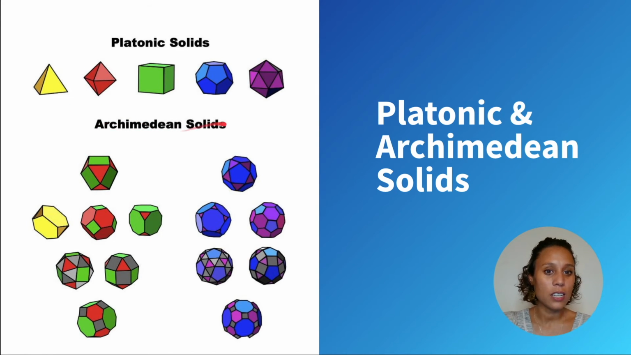Now, these are the Archimedean solids, and they're somewhat different to the Platonic solids because the Platonic solids all have the same face, like these are all triangular. This is triangular, this is square, and this is pentagonal. While the Archimedean solids consist of different faces. So here we have the cuboctahedron with triangular and square faces, then the truncated octahedron with square faces and hexagonal faces, and so on.